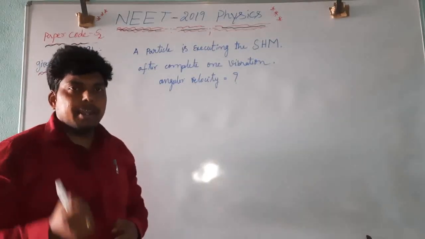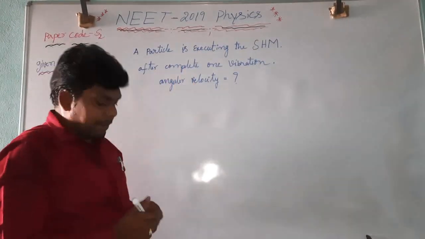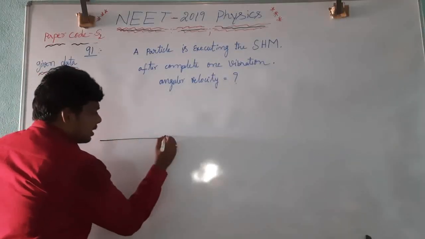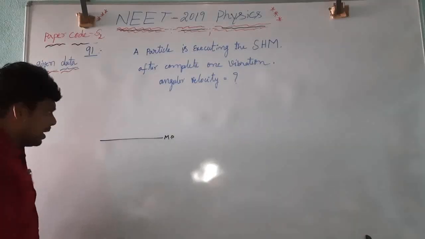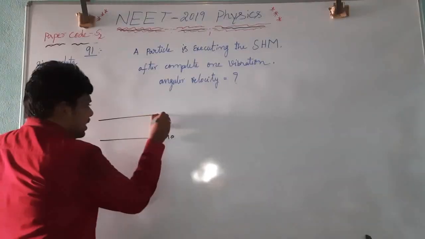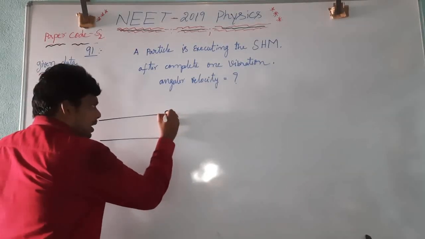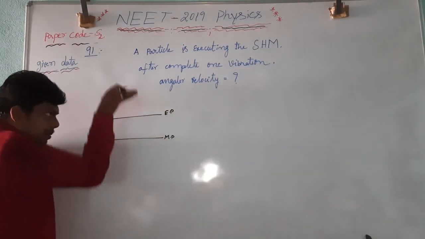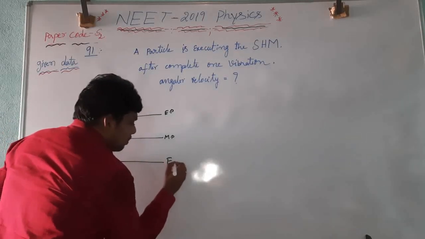What we have to calculate? Angular velocity. When? After completing one vibration. Consider a particle present at the mean position initially. It is vibrating upwards and downwards, that is, it goes to the upward extreme position, and again downwards to the downward extreme position.